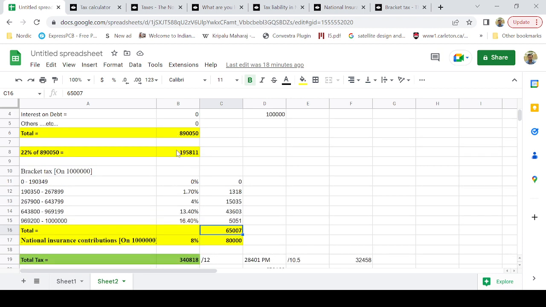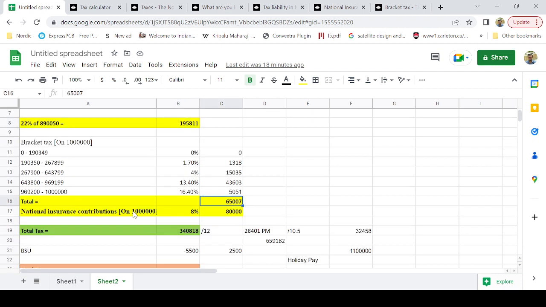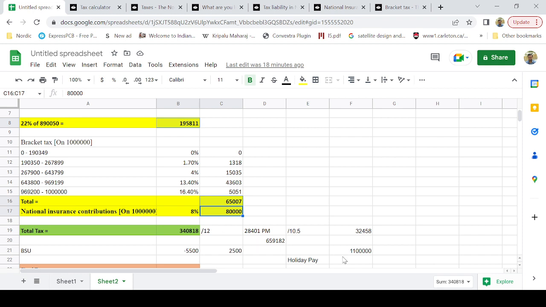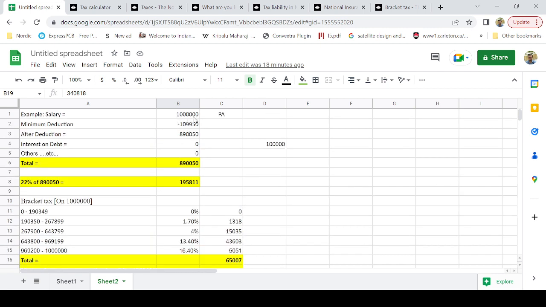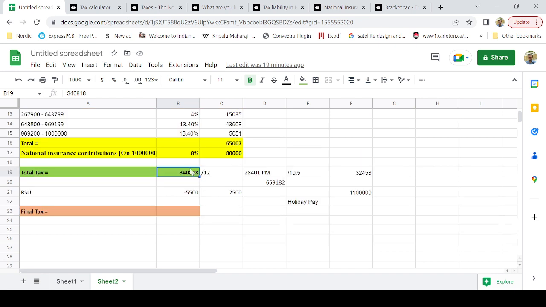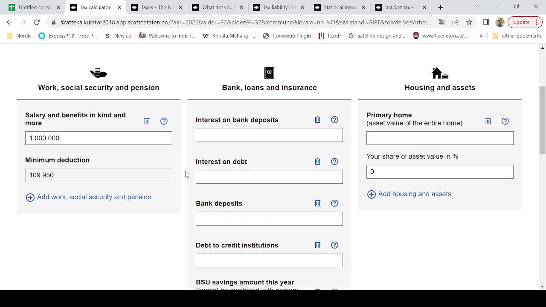Now you have calculated the general tax here, the bracket tax here, and the 8% of 1 million is 80,000. So you have calculated that here. Now you can see your total tax will be the general tax plus bracket tax plus national insurance contribution. It is coming around 3,40,818 here, right? This amount will be charged if you are earning 1 million per year, without deducting any debt or anything. So if anyone earns 1 million per year, they have to pay 3,40,818 NOK as tax. I don't know how much it is showing here.